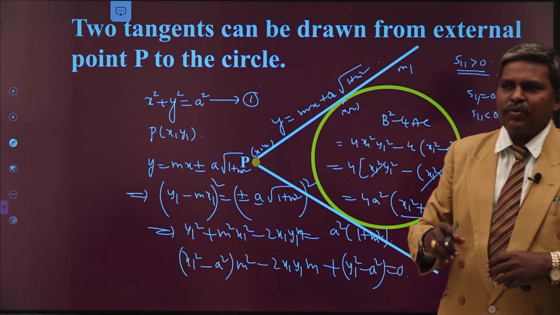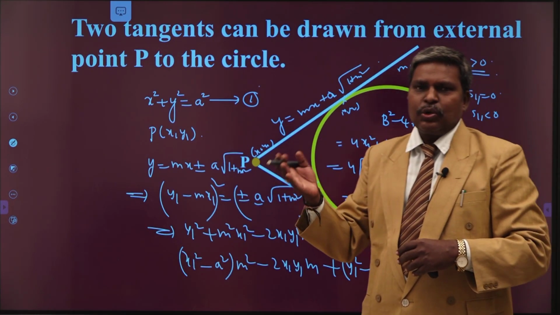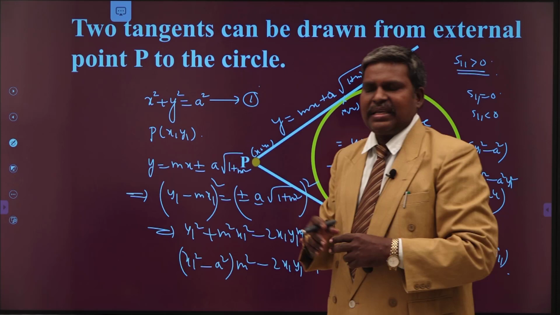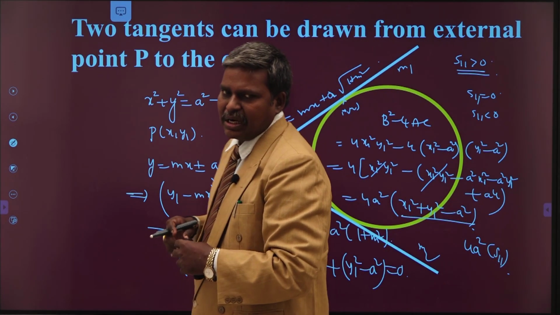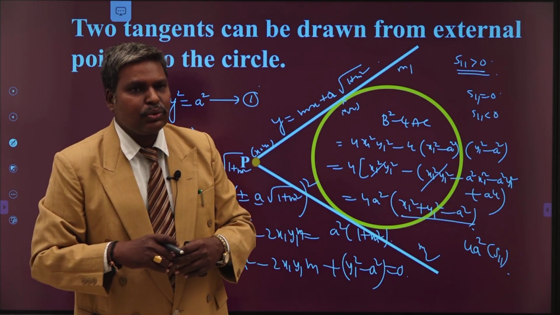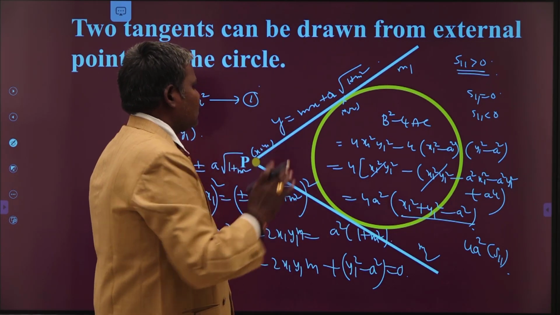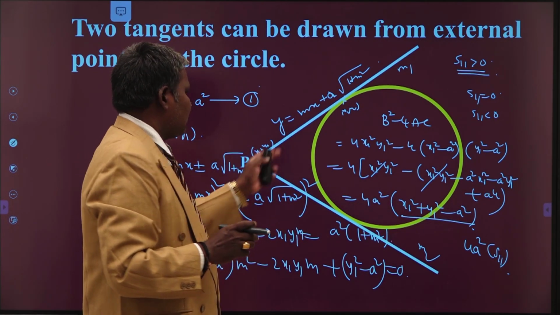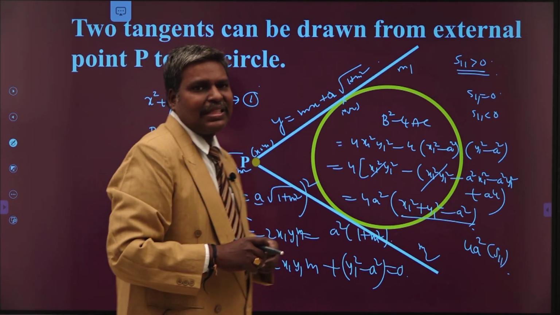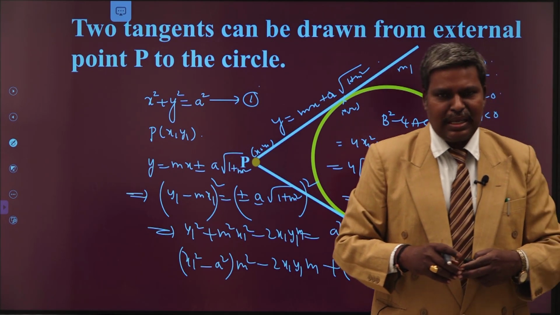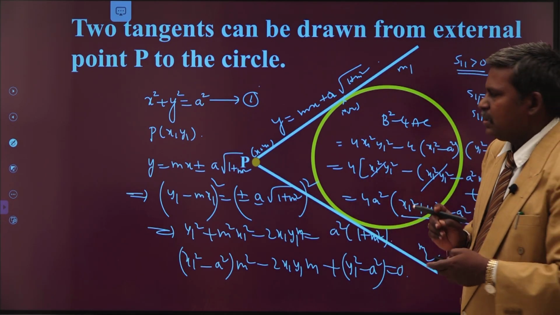So we conclude that if your point is outside of the circle, two tangents can be drawn. If your point is on the circle, there exists only one tangent. If your point is inside of the circle, no tangent can be drawn to the circle through that point. Understand? This is the simple theorem. Just by using the discriminant itself, we can distinguish whether there are two tangents, one tangent, or no tangent to the circle through the point.